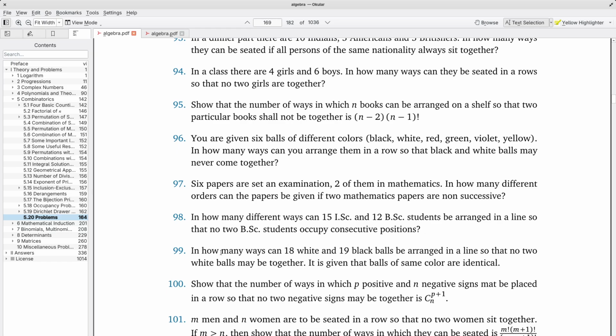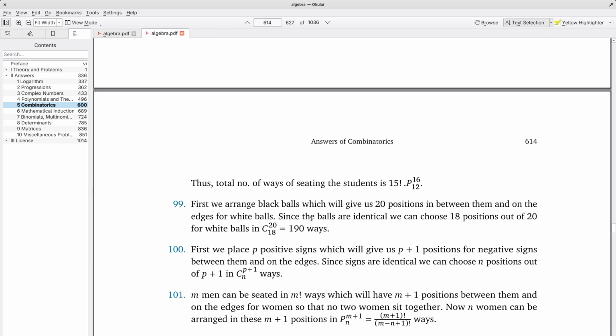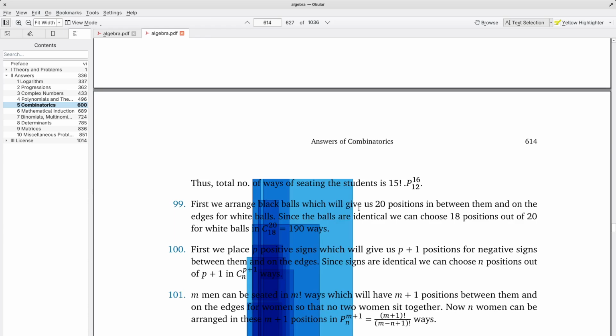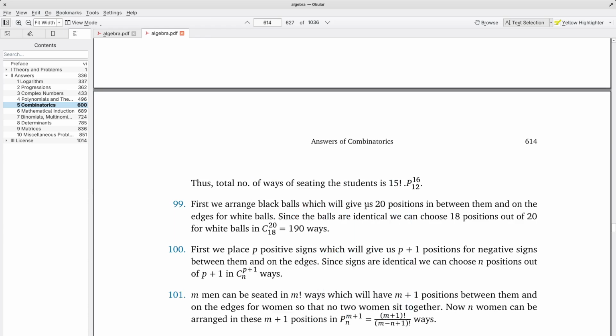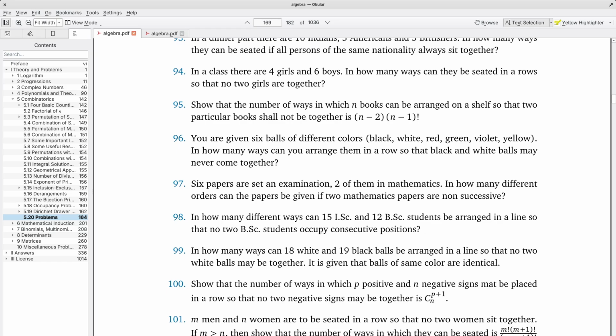Question 99 says that in how many ways can 18 white and 19 black balls be arranged in a line so that no 2 white balls may be together? It is given that balls of the same color are identical. So first we arrange the black balls, which gives us 20 positions between them and on the edges for white balls. Since the balls are identical, we can choose 18 positions out of 20 for white balls, which will give us 20C18, that is 190 ways.